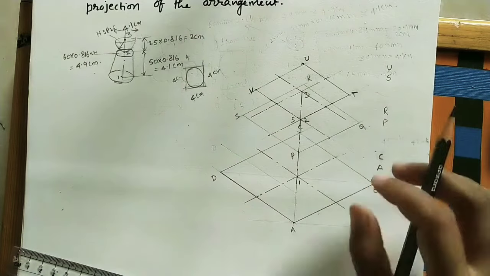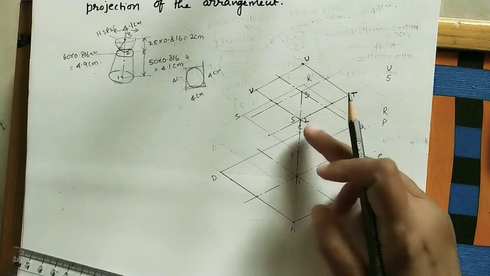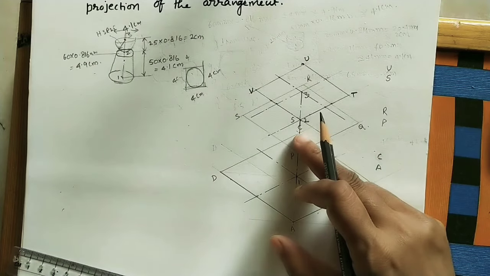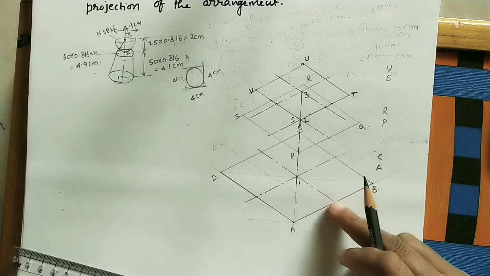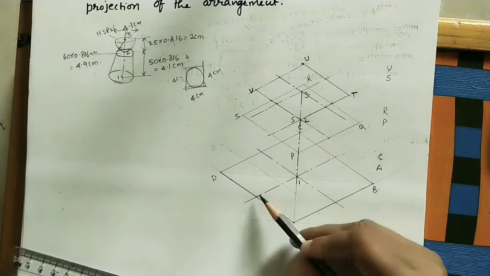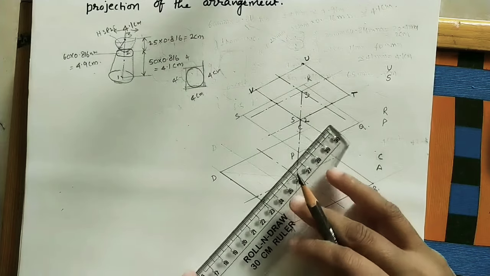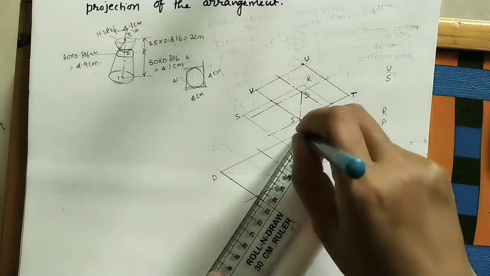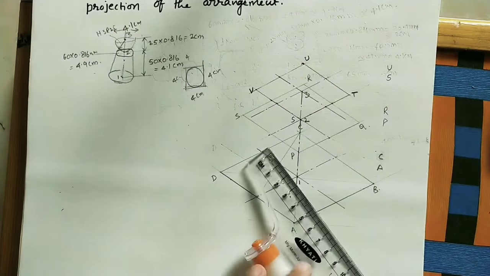After getting this, take initially one of the points in the shorter length. We can take C or A. Join this point to the opposite middle points. These 2 are the opposite middle points to C. Join C to these 2 points by using the scale. Just do thin lines.